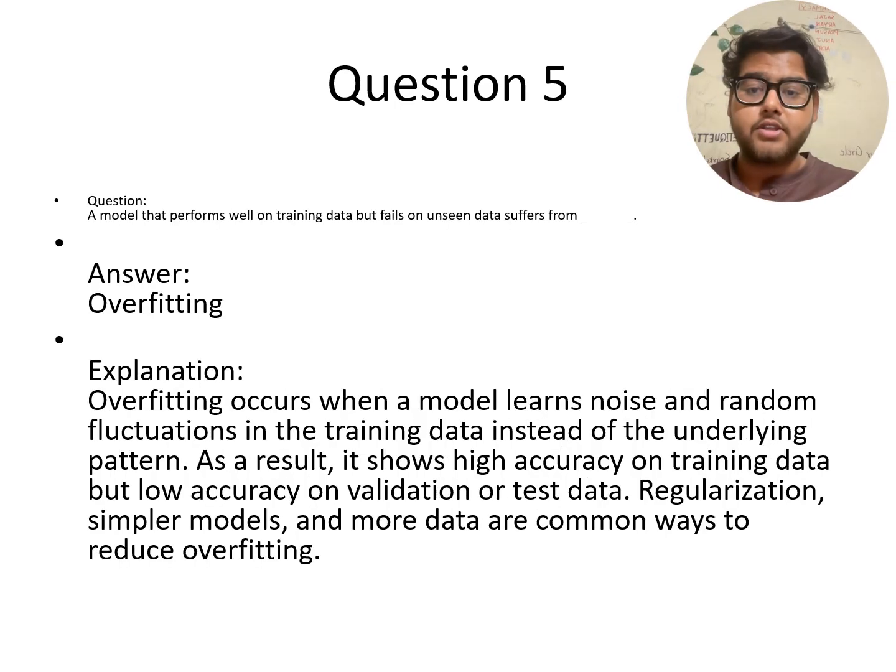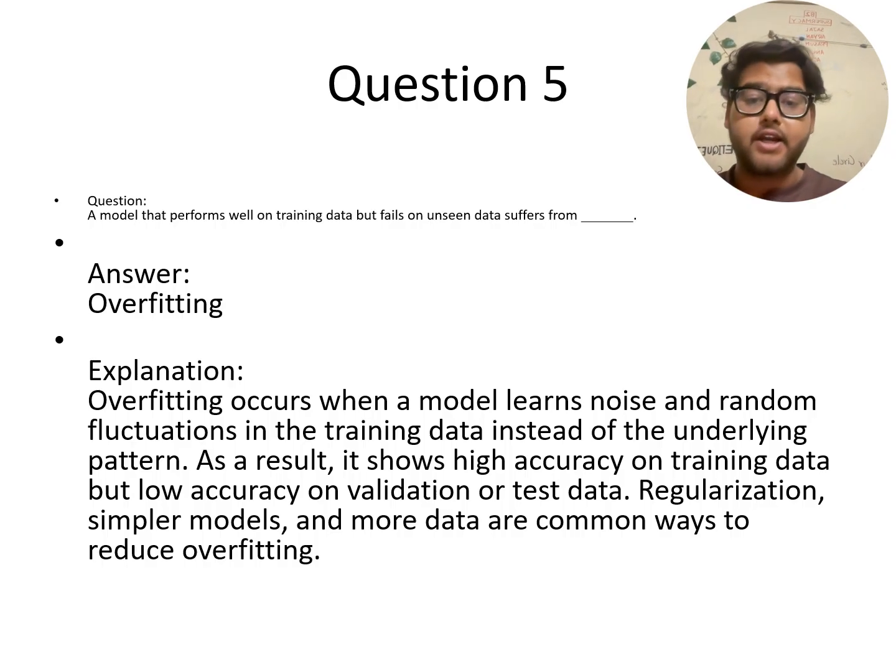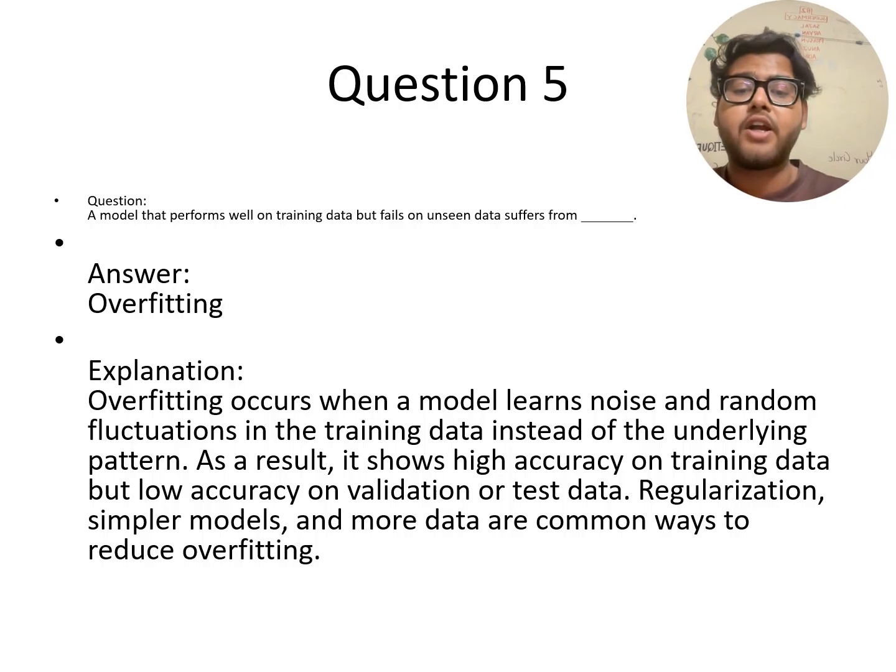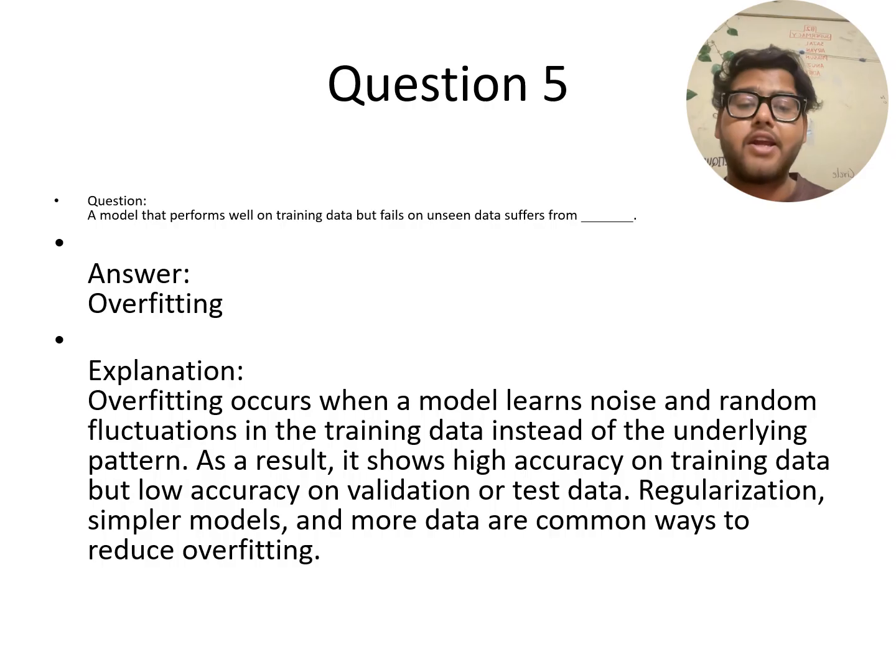The fifth question is: the model that performs well on training data but fails on unseen data suffers from. The answer for this is overfitting. Overfitting occurs when a model learns noise and random fluctuations in the training data instead of the underlying pattern.